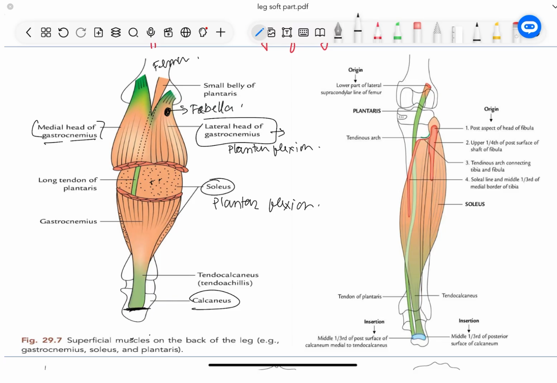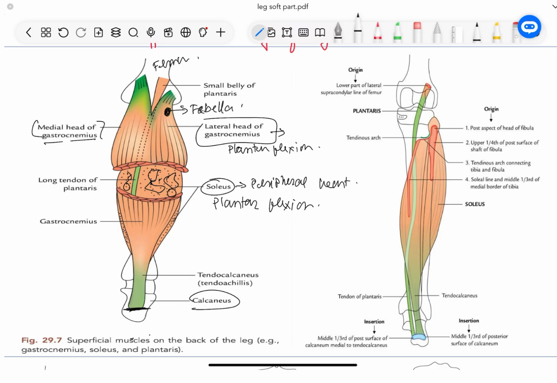Soleus muscle, we are saying it is called the peripheral heart, because inside the soleus muscle there will be large venous sinusoids. It can accumulate the blood, and by pumping it can propel the blood toward the heart. That's why we are saying soleus is a peripheral heart, as it contains large venous sinusoids which can accumulate more blood inside, and it can pump the blood towards the heart by contraction.